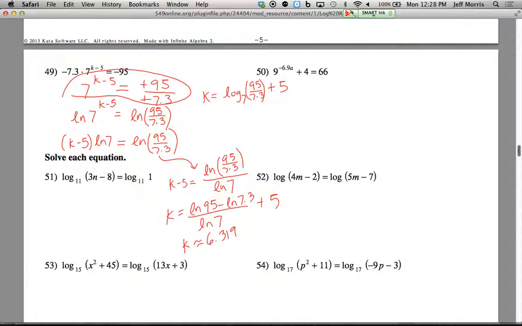I got that answer, but I had log base 7 of 13. Well, you did 95 divided by 7.3 then. Yeah. You got lucky that it didn't affect one of your decimals. Okay? Same thing for number 50.